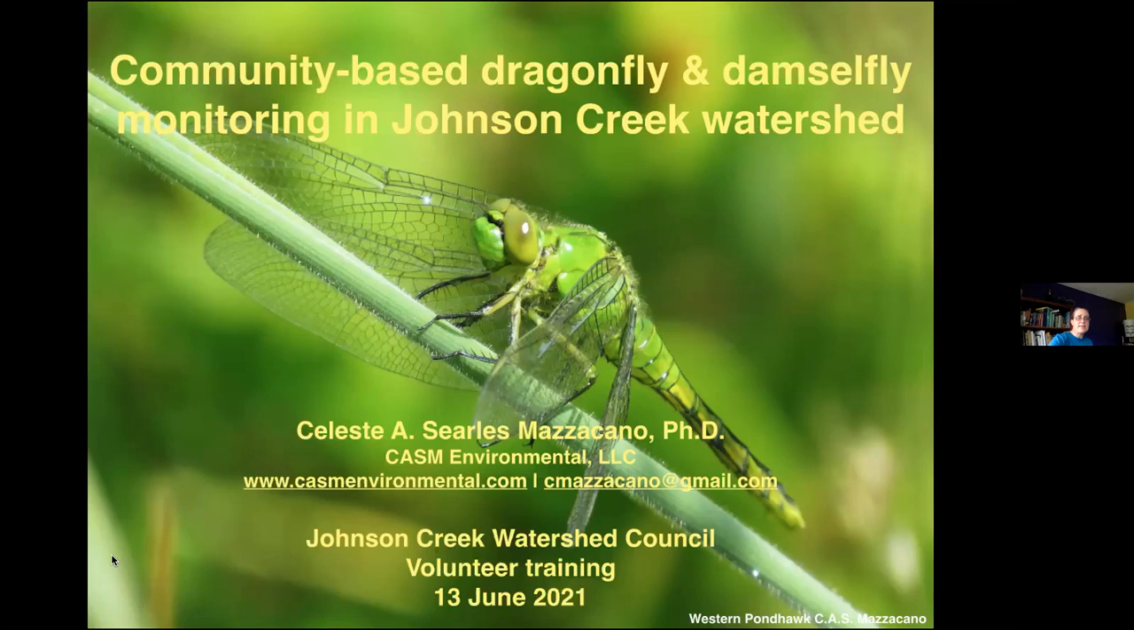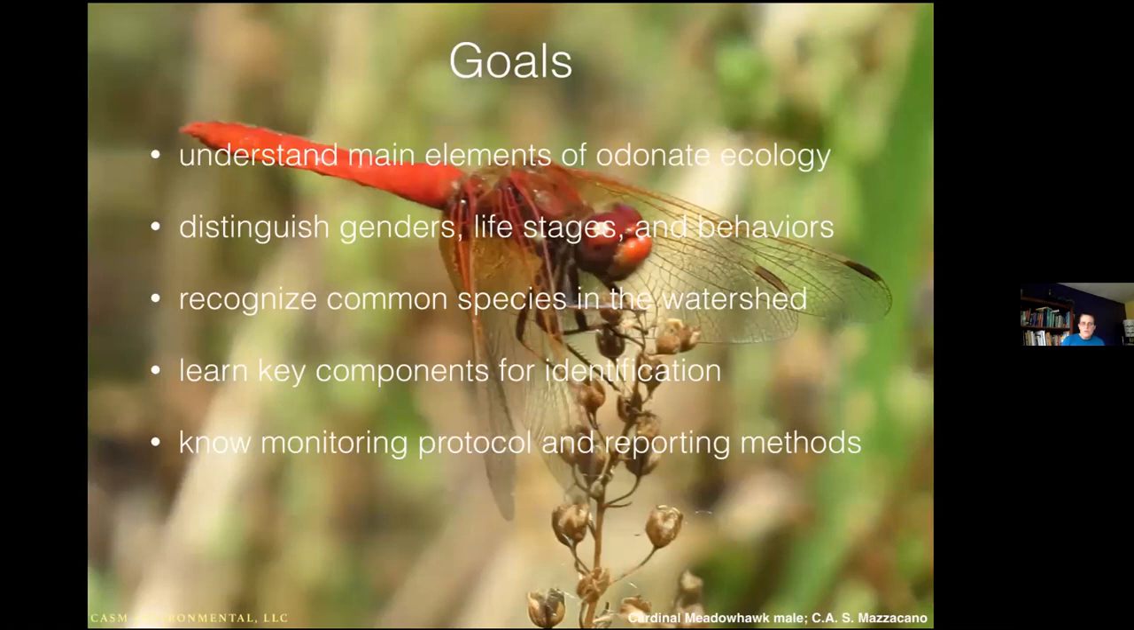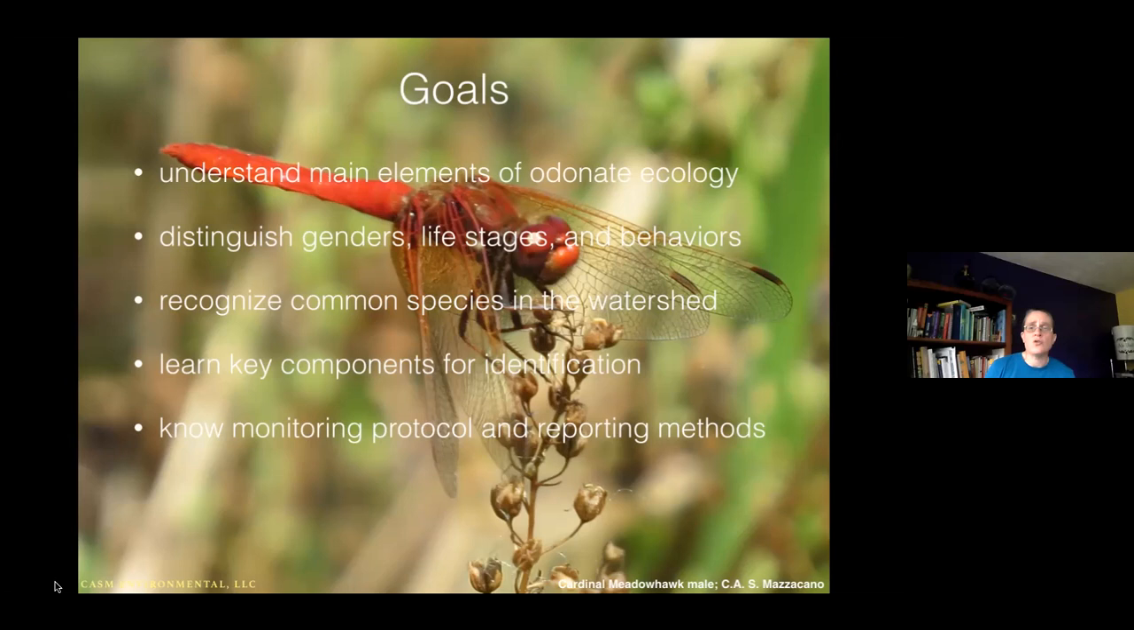These are just the basic goals that we have here for you folks today. You're going to learn the main elements of the ecology and life history of dragonflies and damselflies, or odonates as they are also called. This isn't the entire story of dragonflies and damselflies. They're fascinating and complex insects, but this is the most essential things that you folks need to know to be able to go out and be successful doing these surveys.